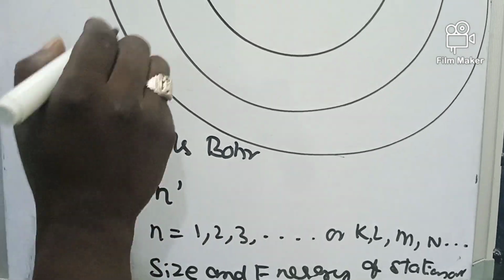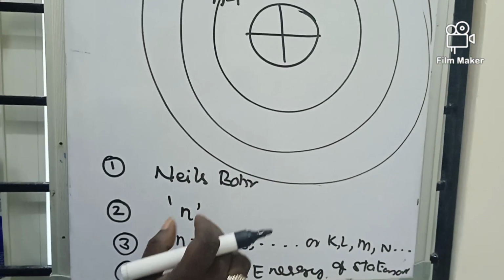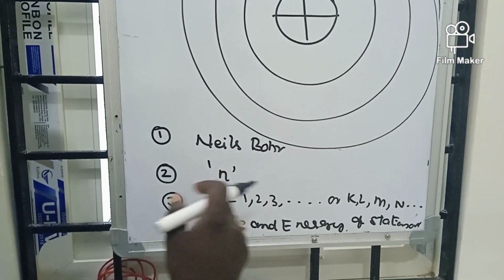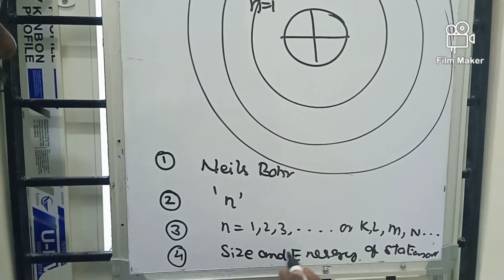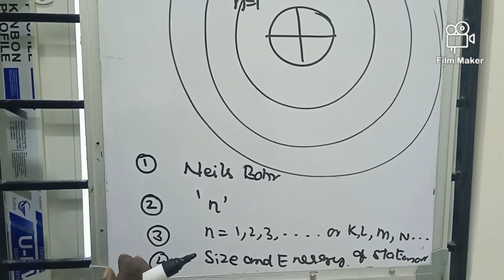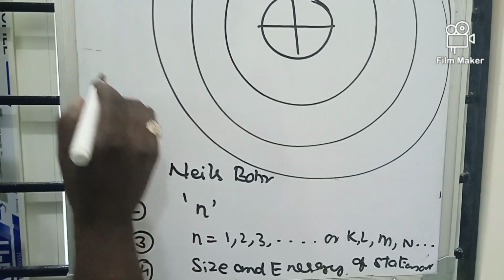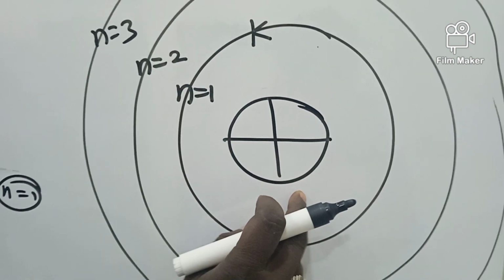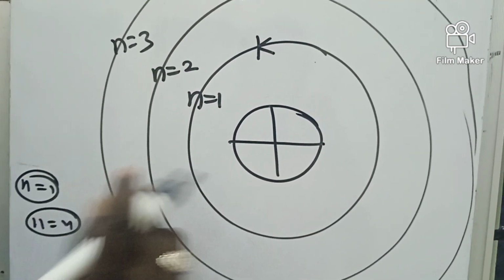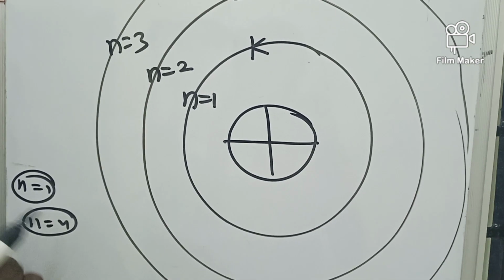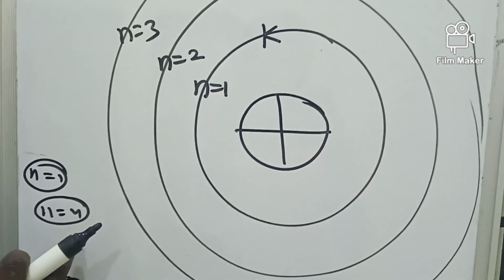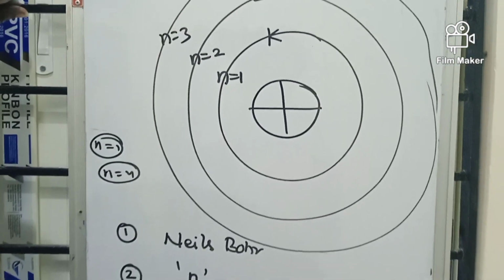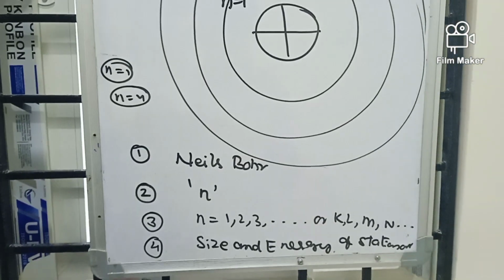Means if any electron is given, it belongs to a certain orbit, with its orbit number value. By knowing this orbit number, we can estimate the size and energy of the stationary orbit. Suppose if n equal to 1, it is very near to the nucleus, and n equal to 4, it is far away from the nucleus. If n equal to 1, it is less energetic, and if n equal to 4, it is more energetic. Like that, it is used to know the size and energy of the stationary orbit.